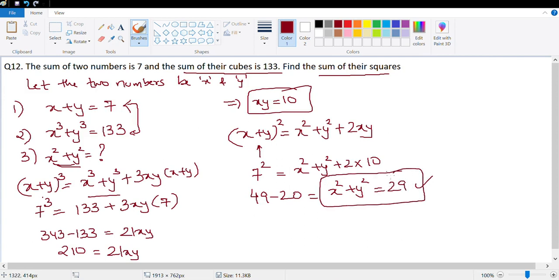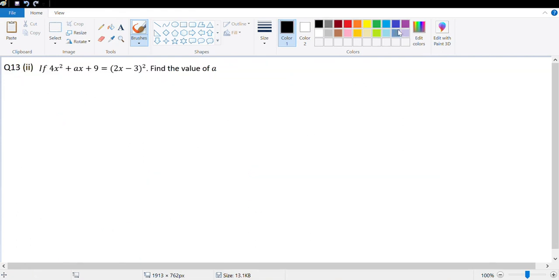So that's our final answer. X square plus y square is 29. Again, repetition of the same concept again and again. So that's why I say do remember certain formulae. Next one, question number 13, part 2.